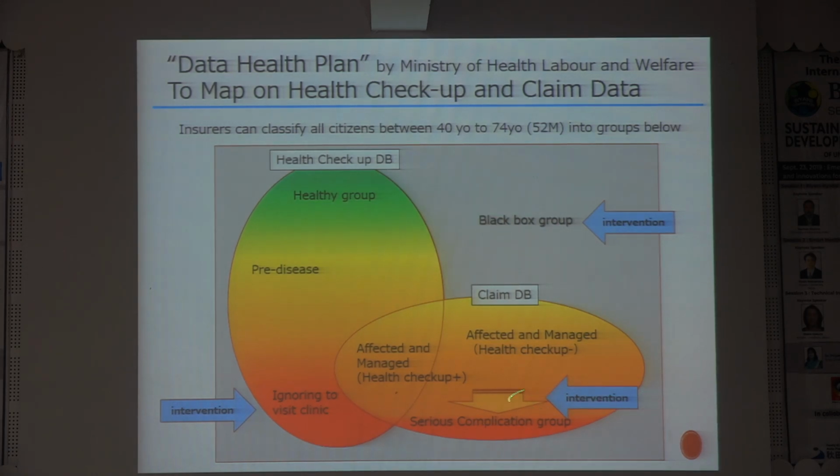The third target is this. If the insurers find annual health checkup data and claim data, so he visited the clinic every month, but the drug is increasing and the health checkup result is worsening, so the insurer can make an intervention to him.